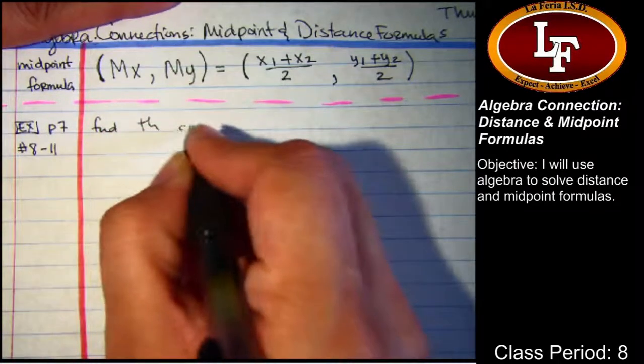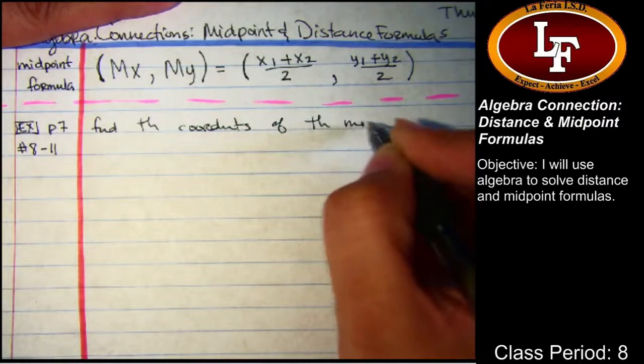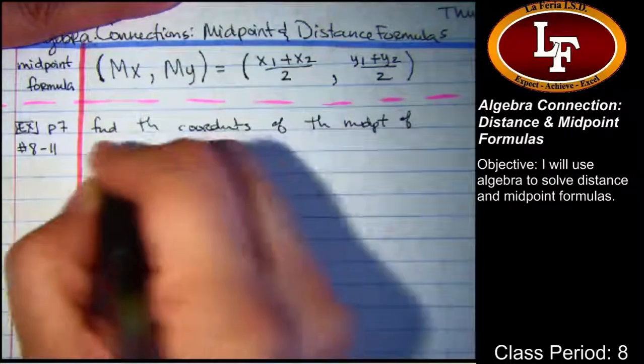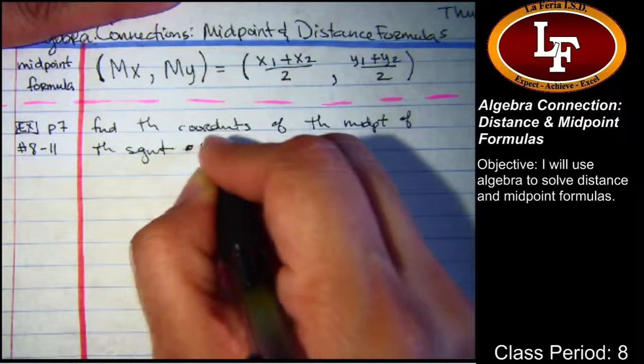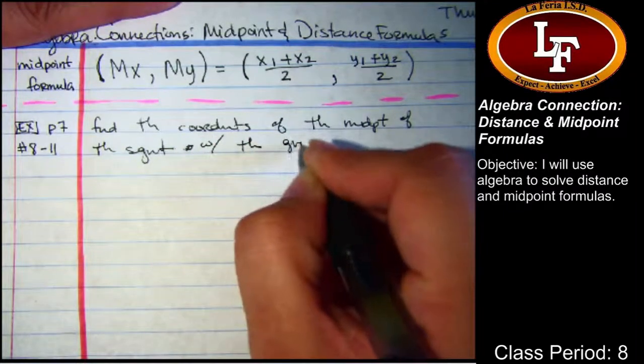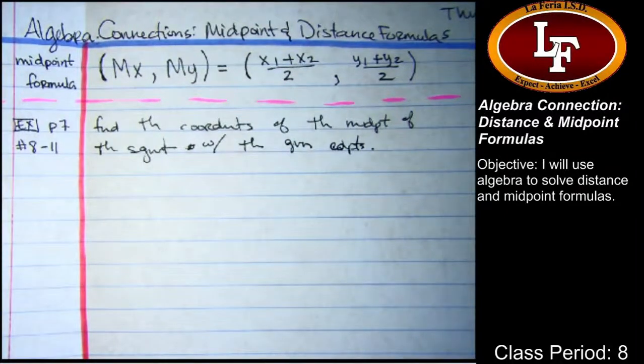Find the coordinates of the midpoints of the segment with the given endpoints. Now, if you're reading it and it looks like it doesn't make any sense, that's okay. This is shorthand. It might not make sense to you, and it doesn't have to, because it's my shorthand. It only has to make sense to me.